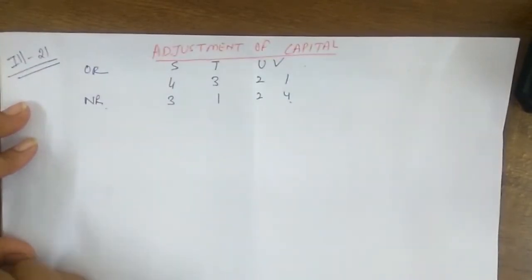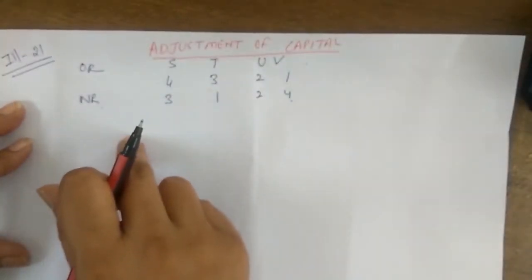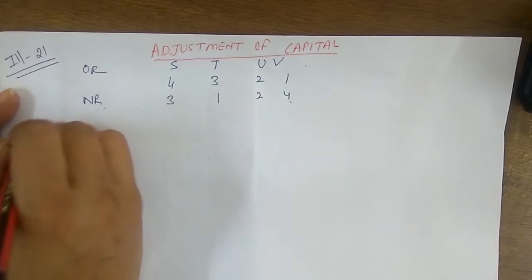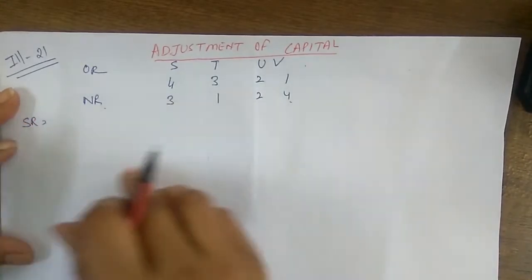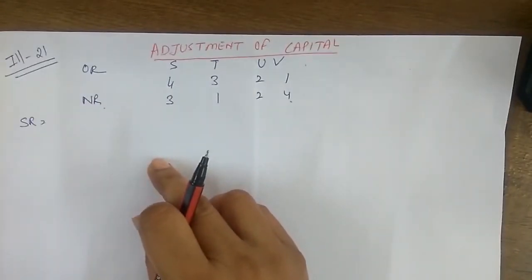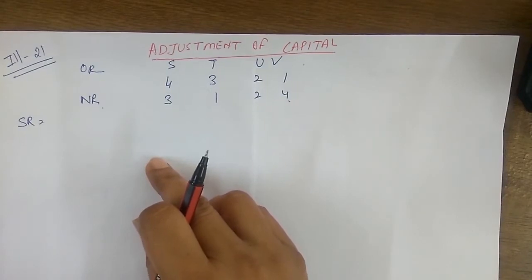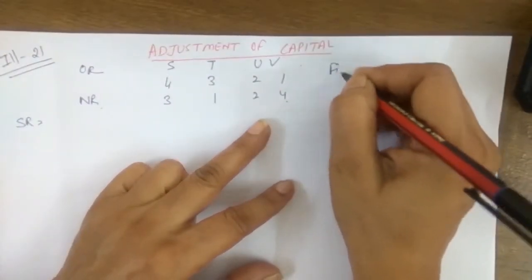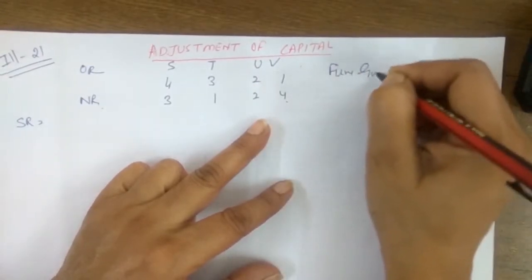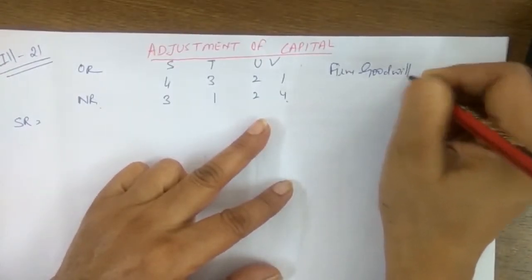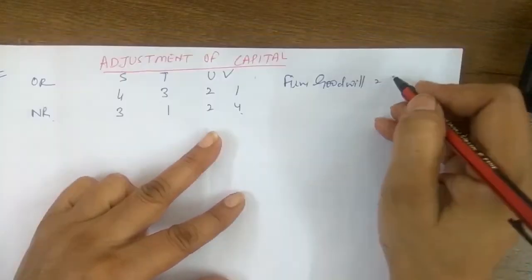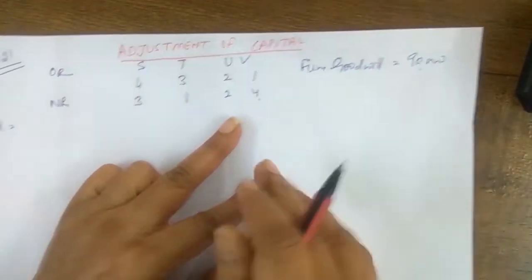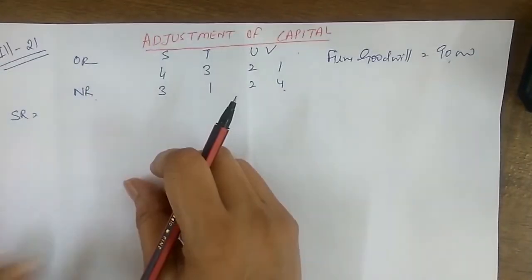3:1:2:4. Clear बच्चे? तो दोनों चीजें given हैं. पहला स्टेप हमेशा हमारा क्या होता है? Calculating the sacrificing ratio. What is next given? For this purpose, the goodwill of the firm was valued 90,000. Firm's goodwill जो given चीजें हैं ना बच्चे, लिख लिया करो ताकि पता हो हमें क्या क्या करना है. Firm's goodwill it is given 90,000. Clear? Now what is next?